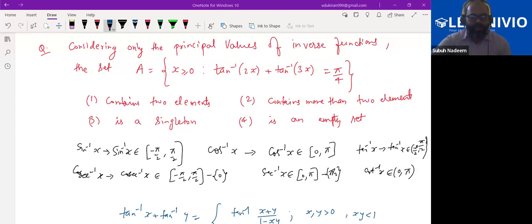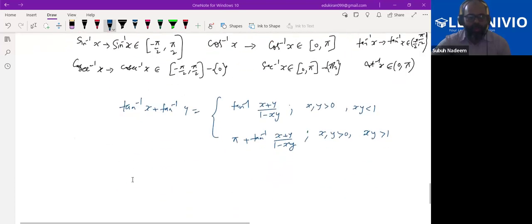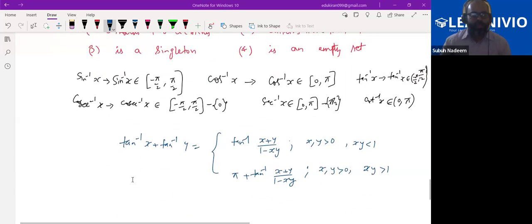I hope you have written this. Now you can also write this formula, which I've written here.